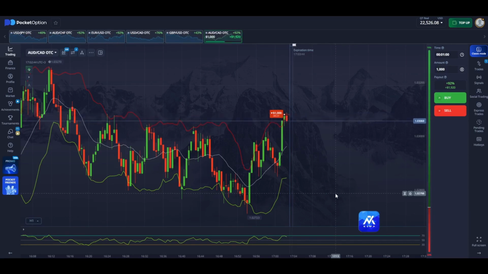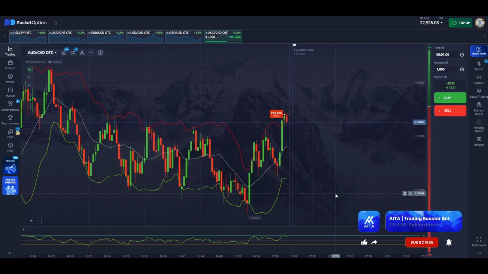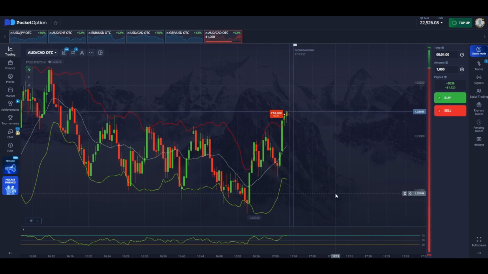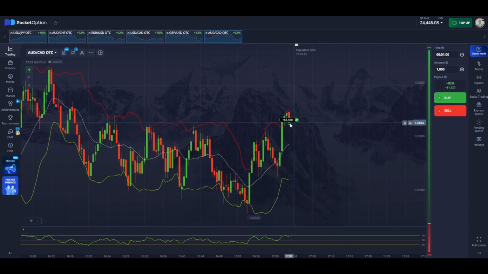Also, guys, I would strongly advise you not to use the middle line of the Bollinger Bands at all. I'll explain why in a moment, once the trade closes in profit. As you can see, the trade is successfully closed in profit.